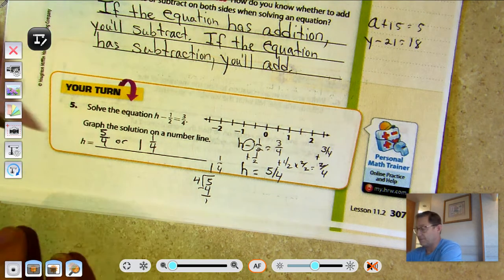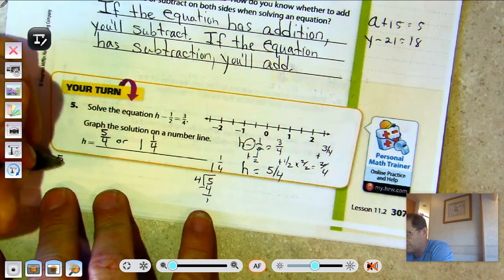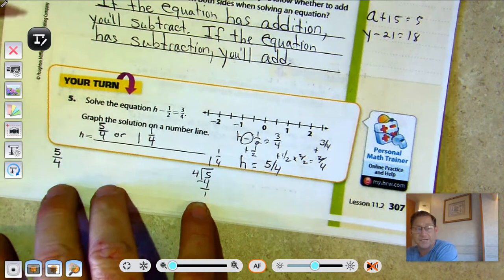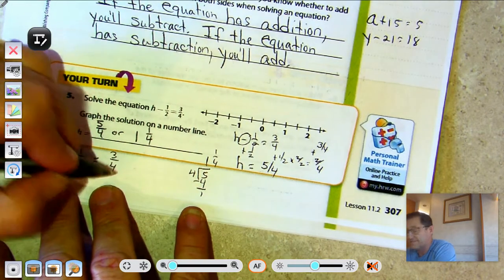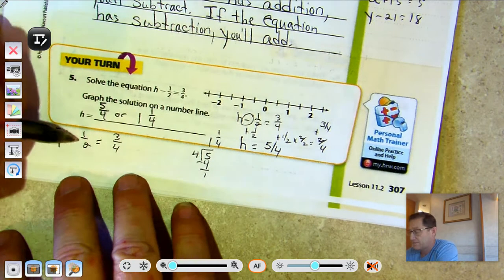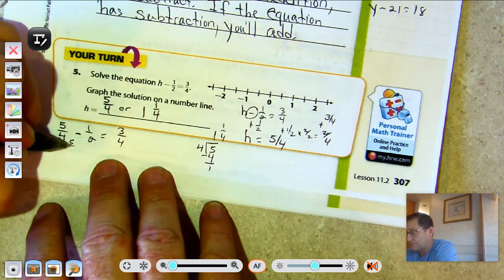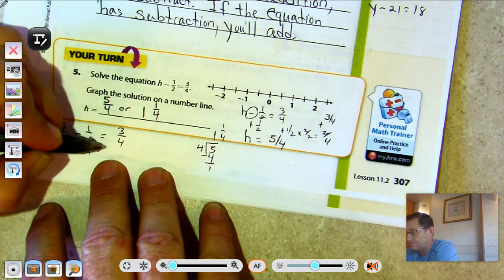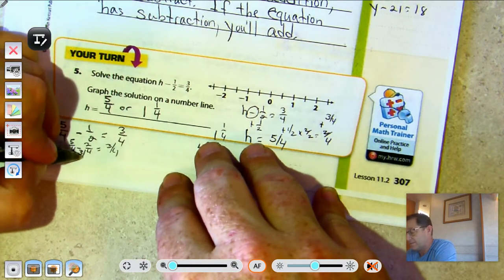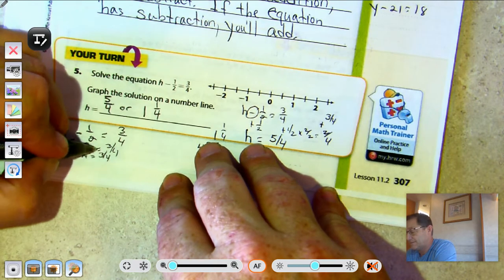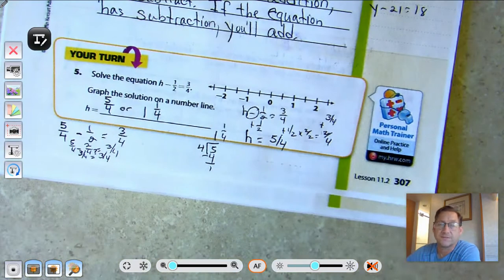We can check our answer to see if that's correct. We can substitute 5/4 for h. 5/4 minus a half, does that equal 3/4? Well, 1/2 is the same as 2/4. 5 take away 2 is 3. So 3/4 does equal 3/4.